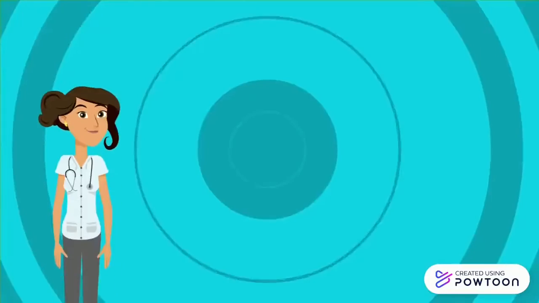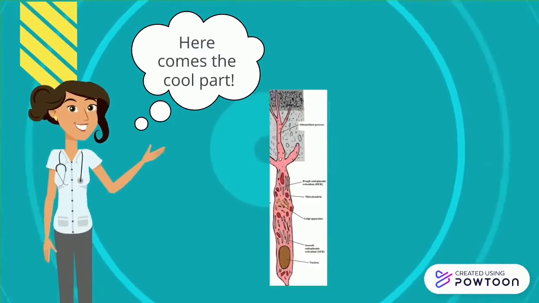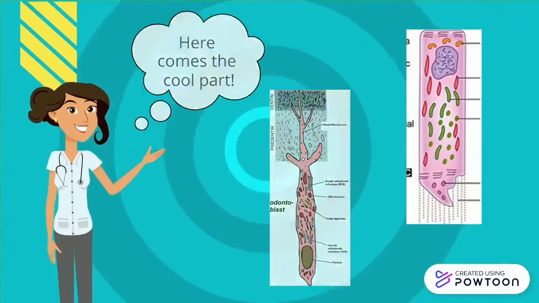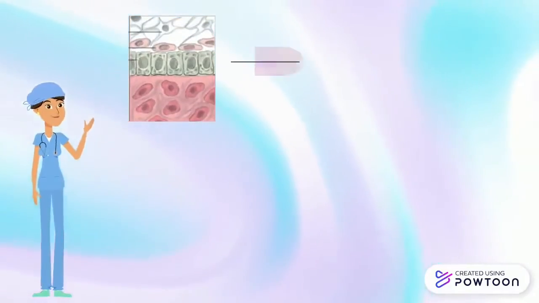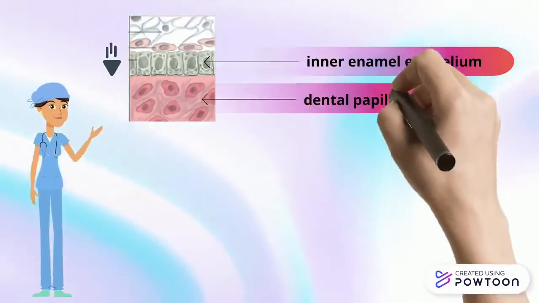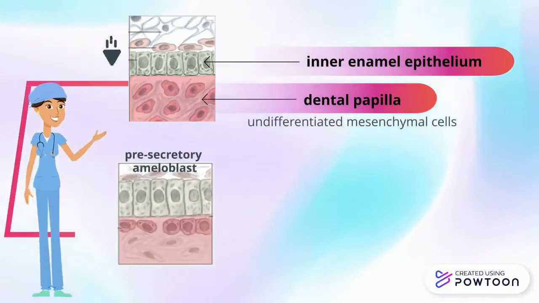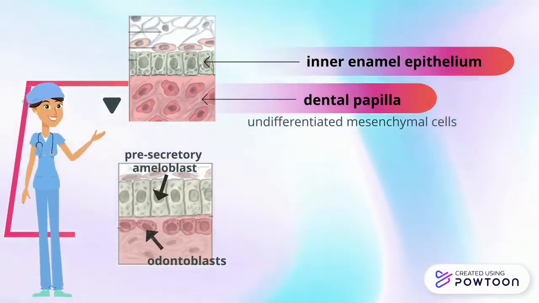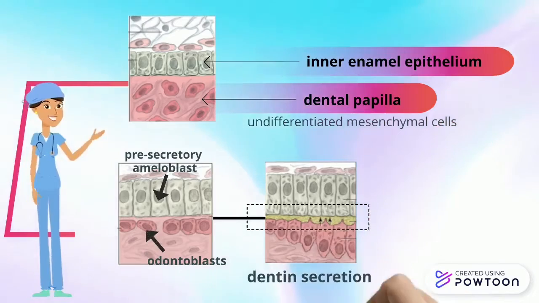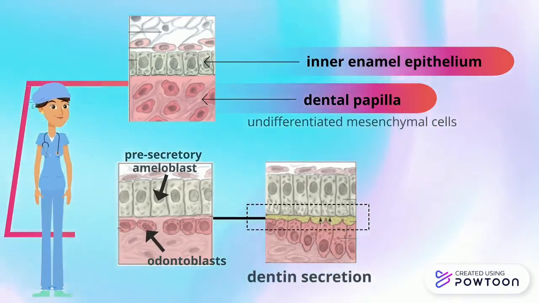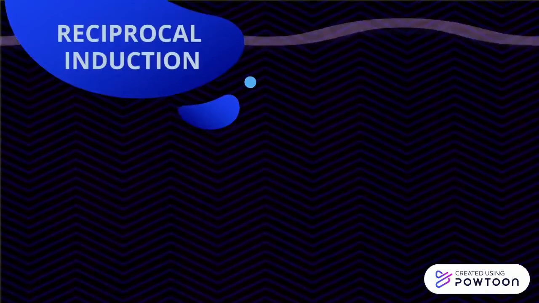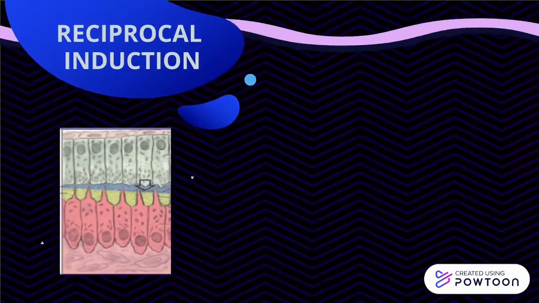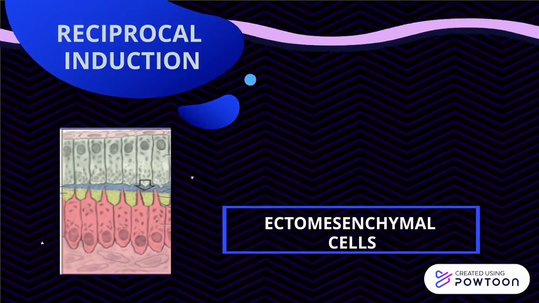Here comes the cool interaction between odontoblasts and ameloblasts. The inner enamel epithelium will induce the dental papilla cells to differentiate and secrete dentine. In return, dentine will induce the inner enamel epithelium to differentiate into pre-secretory ameloblasts. This is referred to as reciprocal induction between the ectomesenchymal cells and epithelial cells.